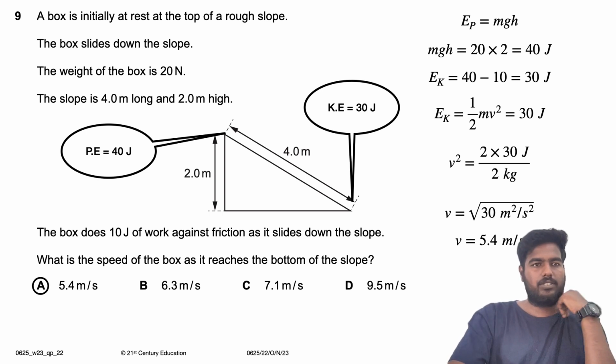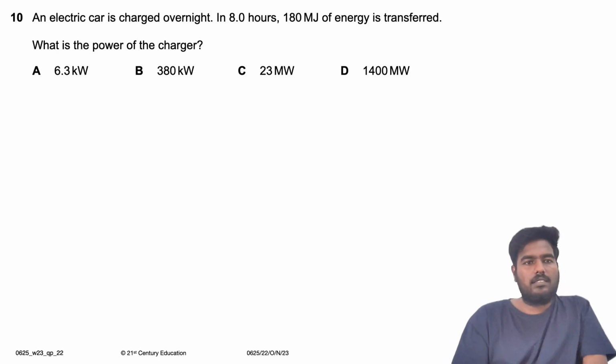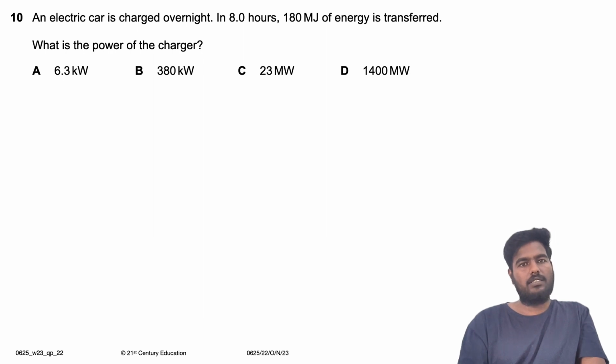Okay, let's move to next question. An electric car is charged overnight, 8 hours. In 8 hours, 180 megajoule of energy is transferred. What is the power of the charger?